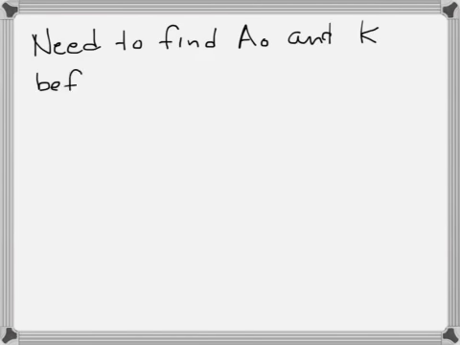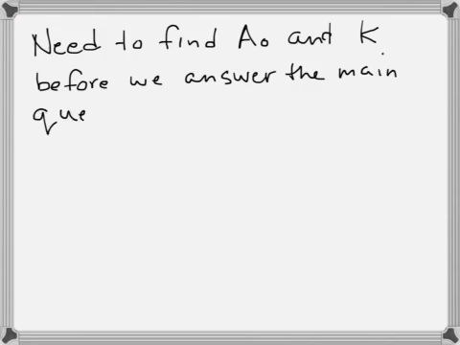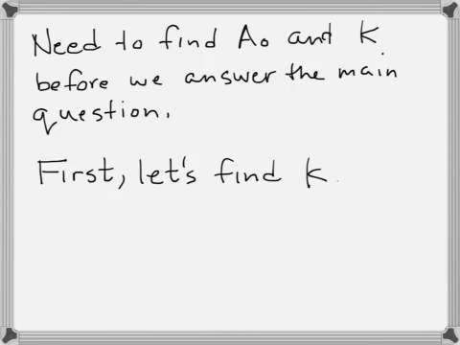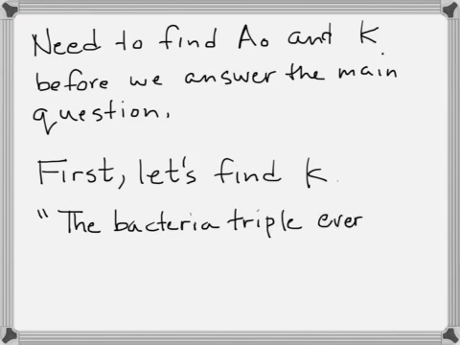So the first thing that we need to do before we can answer the main question is figure out what A0 and what K are. Okay. So first off, let's see if we can figure out what K is. Remember, K is the growth rate of the bacteria. So looking through the problem, there's this sentence in there. It says the bacteria triple every 5 minutes. So that sentence is describing how the bacteria is growing, and that's going to let you figure out what K is.